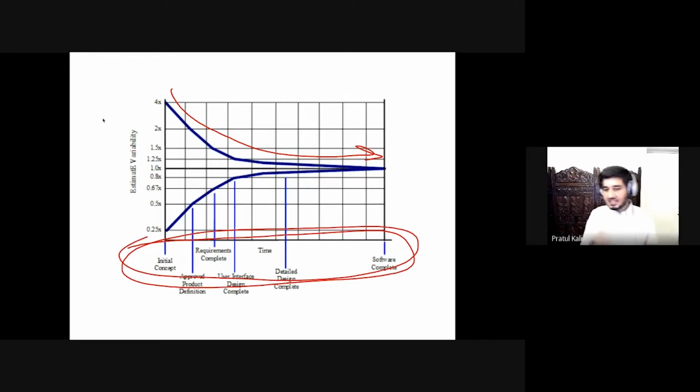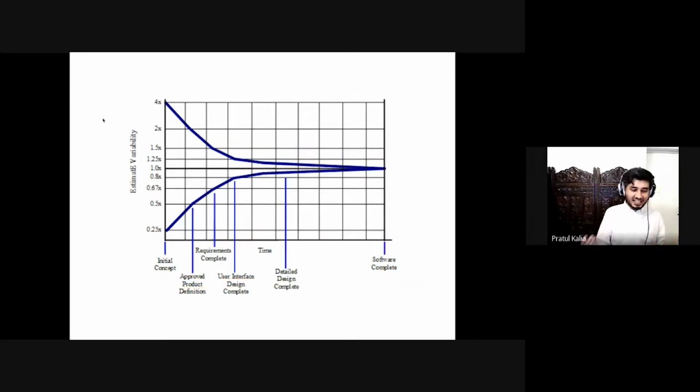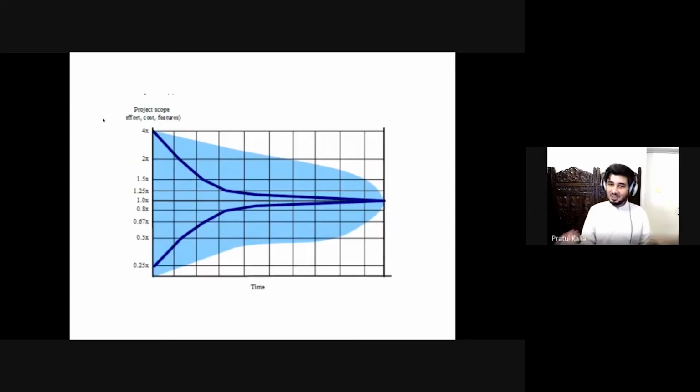So if we ask these questions, if during the initial concept, we ask the right questions to get to a product definition, right? And then you ask the right questions to get to requirements, and then you push for the UI design to be completed, you push for the detailed design to be completed. If you ask the right questions and if you do the right set of activities, the cone will get narrowed automatically. But if you don't do that, the cone actually does not get narrowed at all. What happens when the cone doesn't get narrowed at all? This is what it looks like.